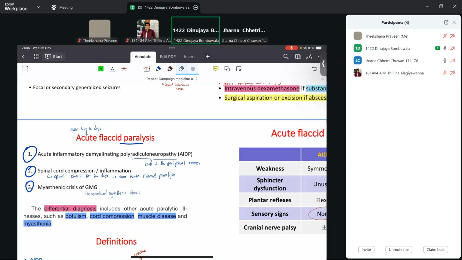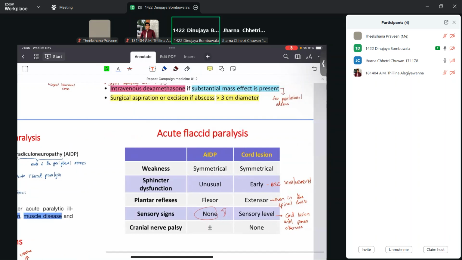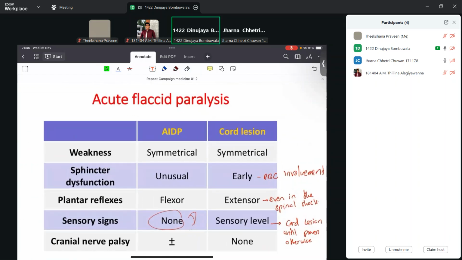So these slides I have taken directly from the Chancellor's lecture. So AIDP and cord lesion. Usually we know AIDP is a symmetrical ascending paralysis. It usually comes from lower down to up, but it's not always the same. Cord lesions are also usually symmetrical if the cord is completely damaged, but it can be asymmetrical as well if there is a partial cord damage.